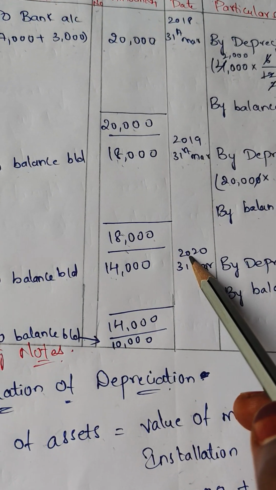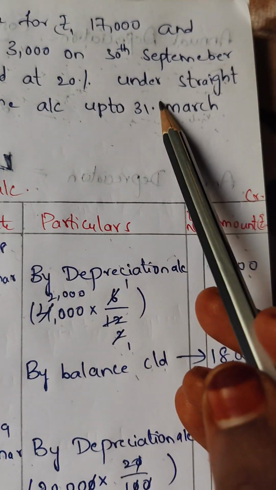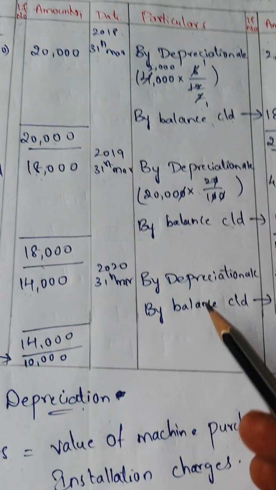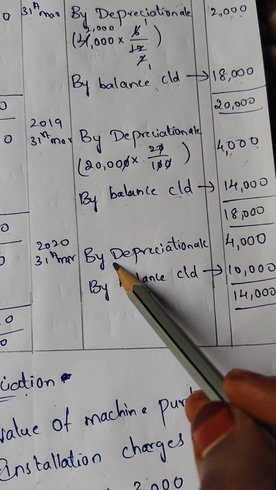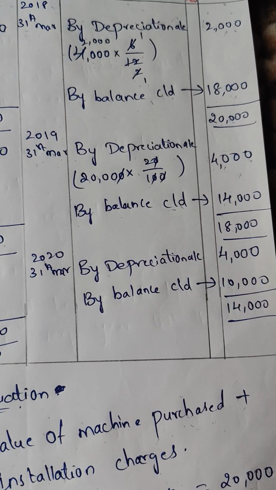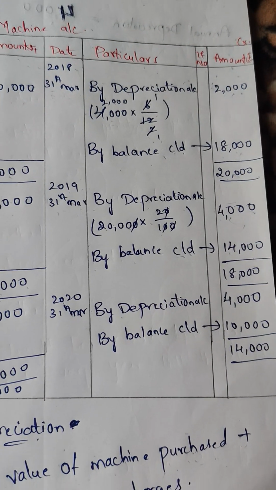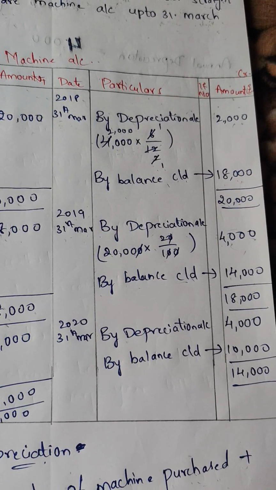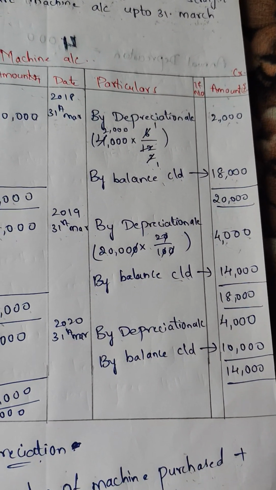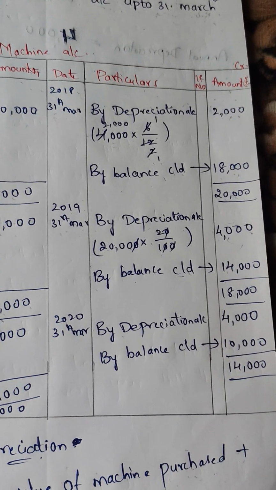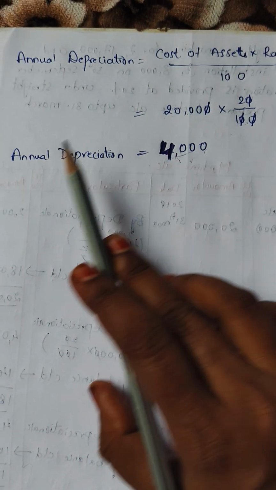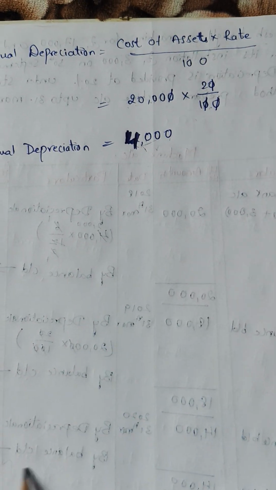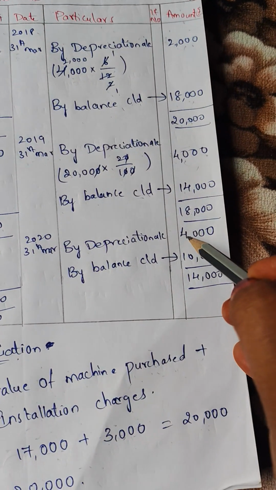Next we have to follow this account up to March 31st 2020. So here we are writing 2020 31st March. Next again we have to write by depreciation account. And already I told you, in the straight line method once we calculate depreciation, the same amount will be taken every year. So that's why here we are taking as it is 4,000. See, annual depreciation is equal to 4,000. So here we are writing 4,000.